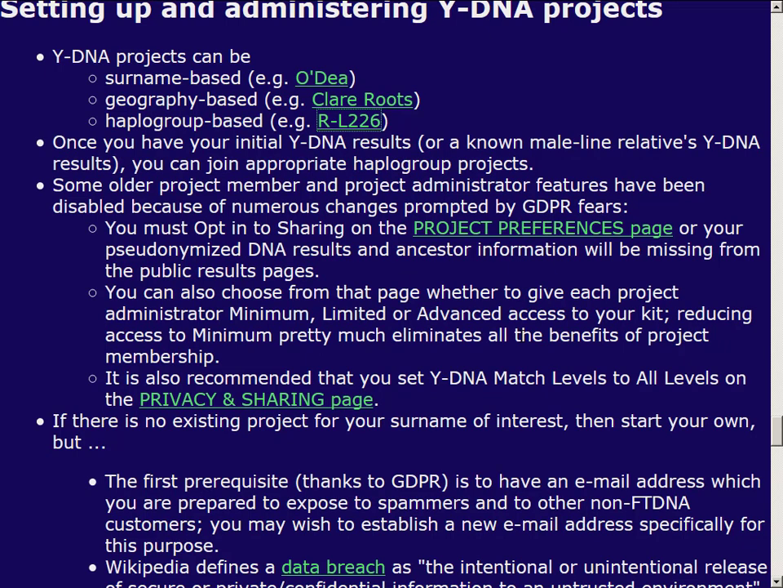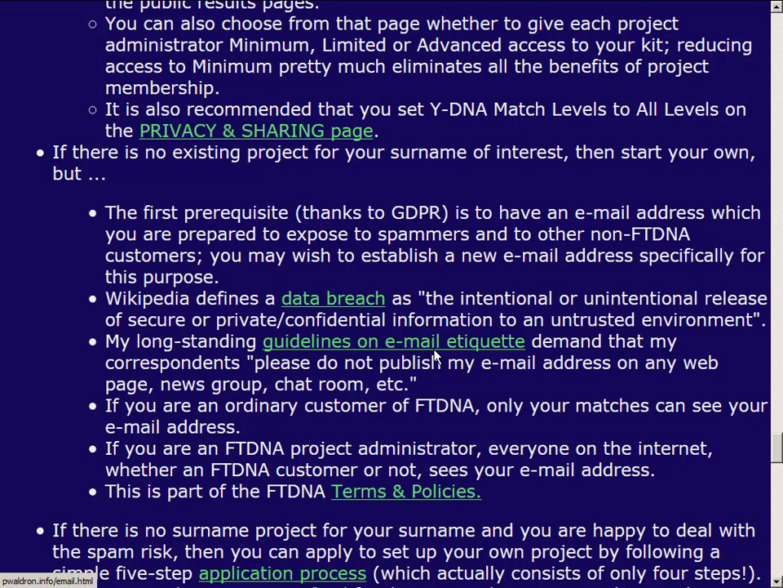If there isn't a project, you can set up your own. If you want to get full benefits from the project, there's a few links there telling you how to set your privacy settings so that you get the most benefit out of the projects. Family Tree DNA have gone paranoid about GDPR since last year and they've locked everything down. On the other hand, by the weirdest interpretation of GDPR, if you want to be a project administrator, you have to have your email address available to anyone in the world on the Family Tree DNA website, including all the spammers who want you to help them get their 40 million out of Nigeria and sell you Viagra and whatever.